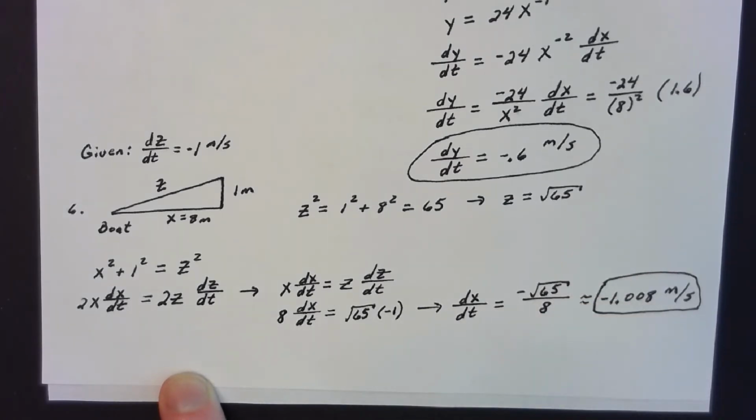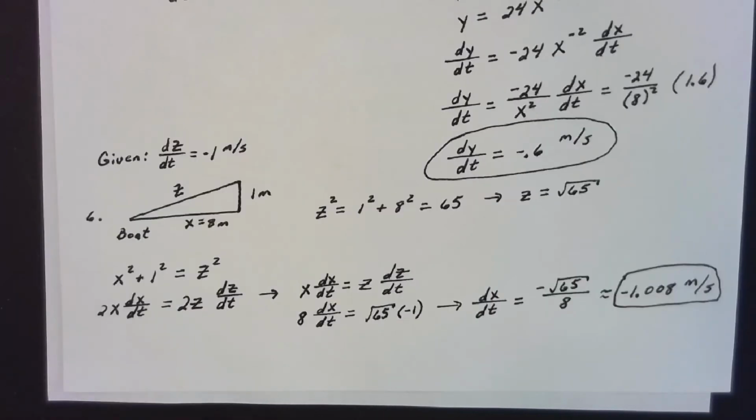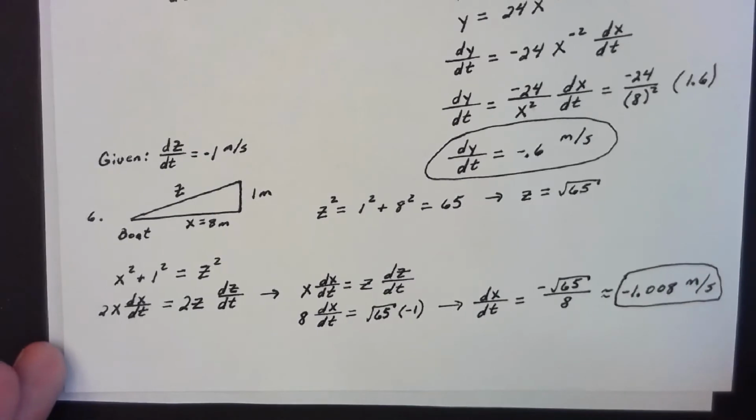So the way we would interpret that answer is the boat's distance from the dock is decreasing by 1.008 meters per second when it is 8 meters away from the dock. So the distance is decreasing, which is why the derivative was negative in that case.